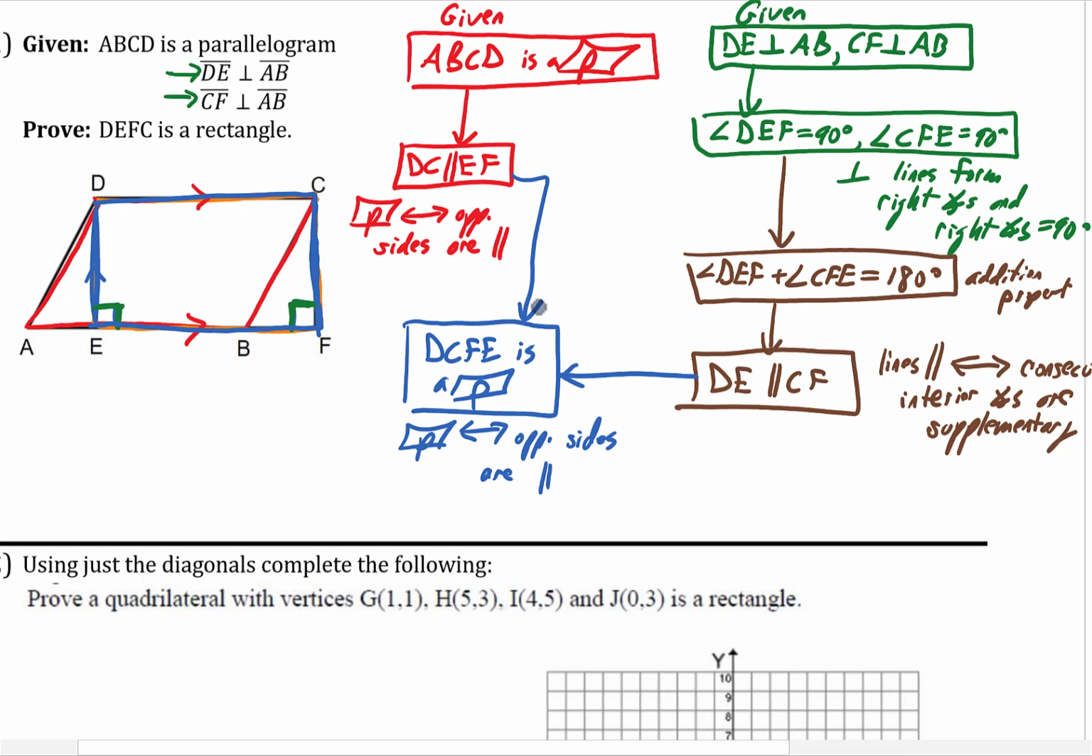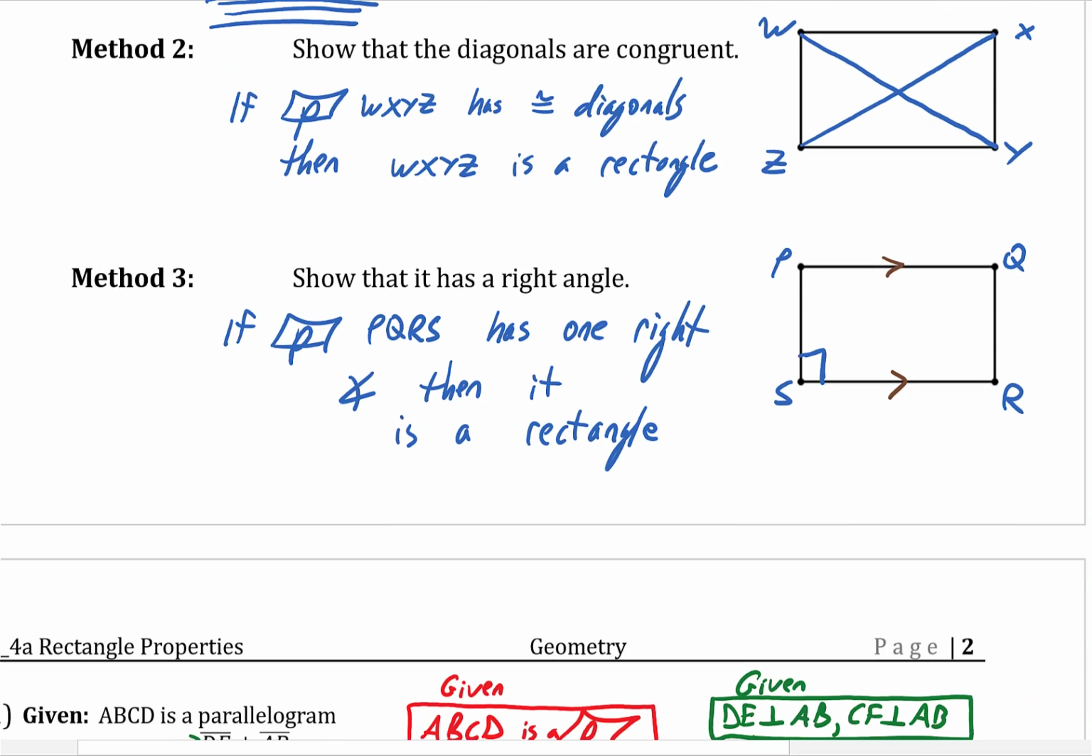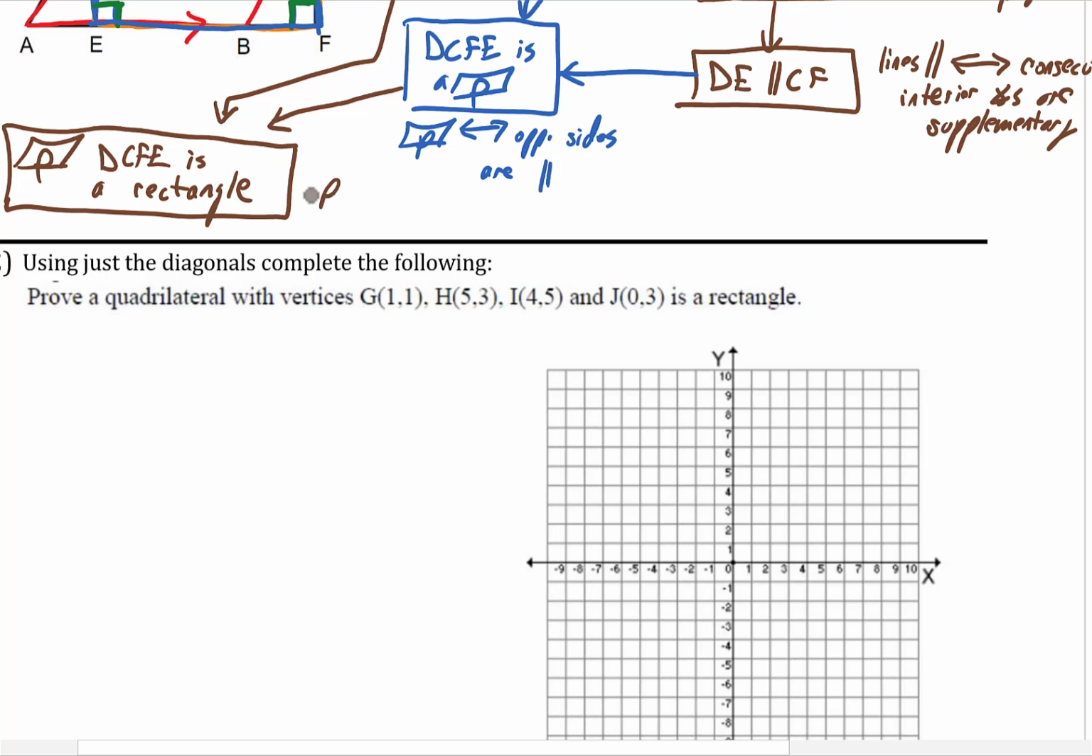Now, interestingly, we're going to use the method with showing one right angle. Okay, we know that there is a right angle, from here, DEF or CFE. We just really need one of them. If we use one of them, and we use that it's a parallelogram, we could also say parallelogram DCFE is a rectangle. Why are we allowed to say that? From the method we went over above. Show that a parallelogram that has one right angle is a rectangle. Okay? Parallelogram with one right angle is a rectangle.